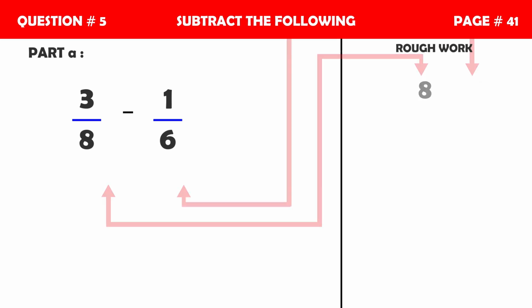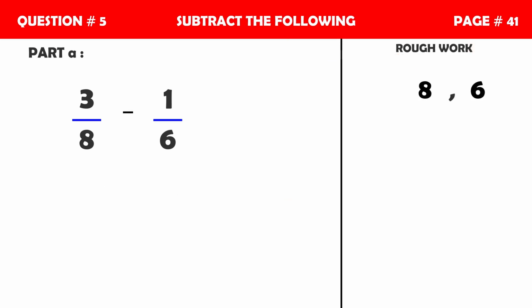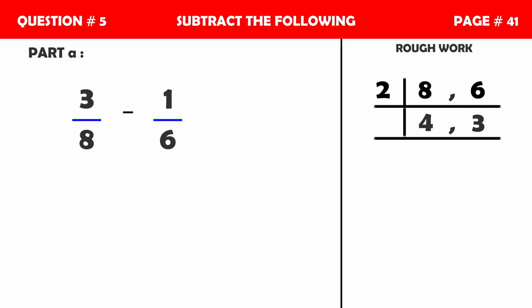We are going to write 8 and 6 separated by a comma. And now you have to check whether both numbers 8 and 6 are divisible by the lowest prime number or not. Yes, they are. They both are divisible by the lowest prime number, which is 2. 2 times 4 is 8 and 2 times 3 is 6. We will repeat the same step and again check whether 4 and 3 are divisible by 2. 2 times 2 is 4, but 3 is not divisible by 2.